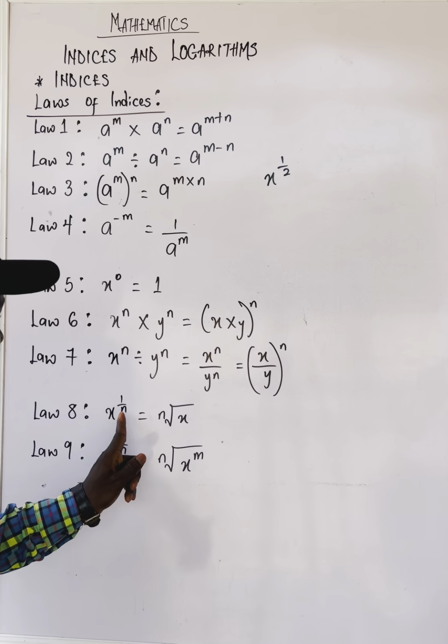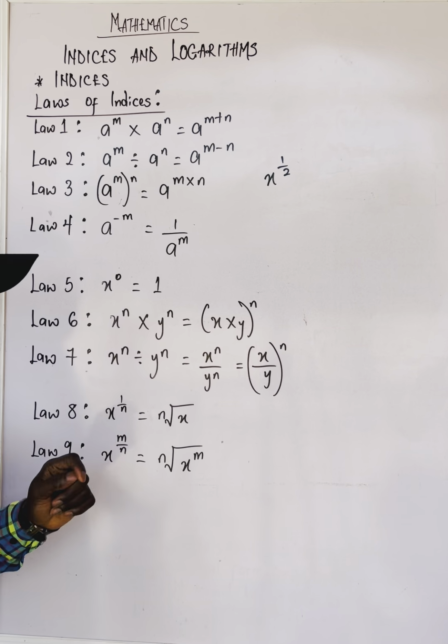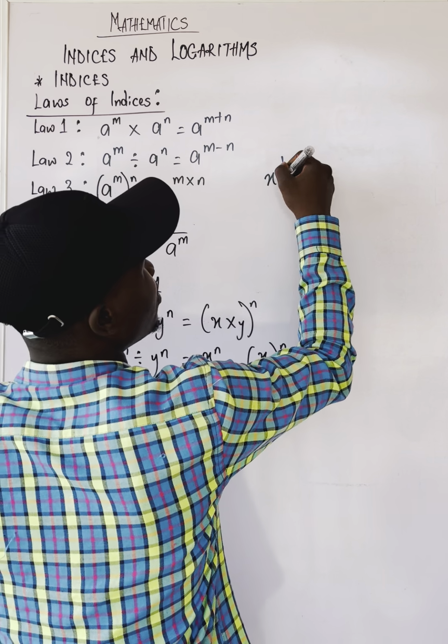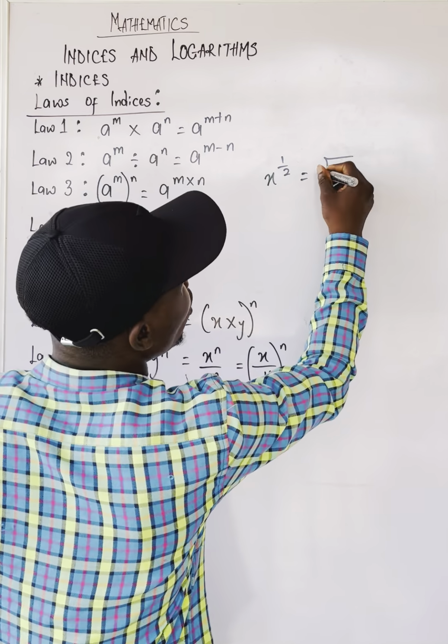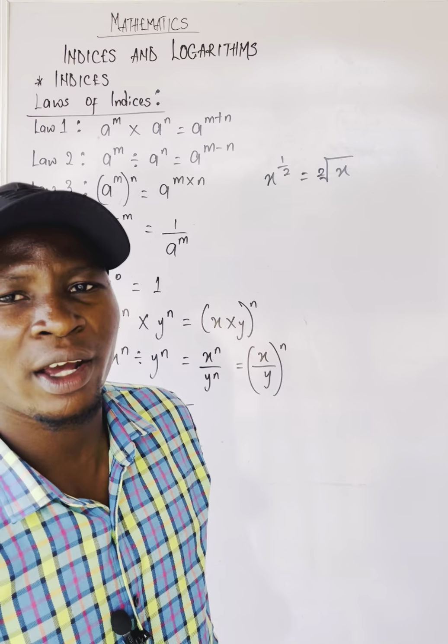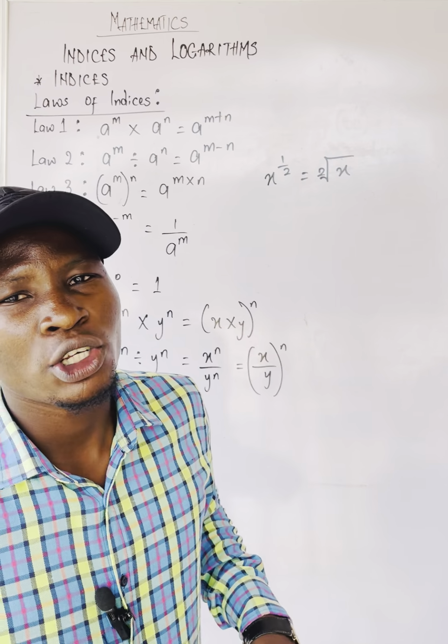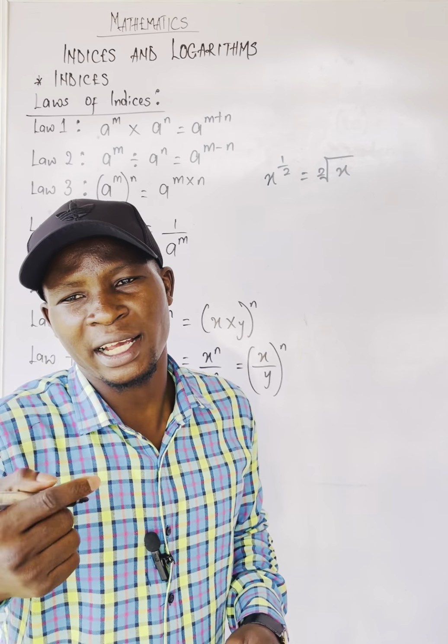Now let's say the n here is 2. So what do I write? x to the power of half. Another way to write it is the square root of x. That one you don't have to put 2. Don't go and put 2 on top of that square root. It's just like what they call tautology, like repetition.